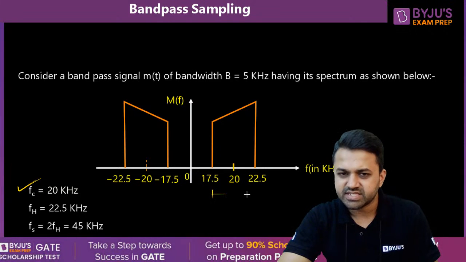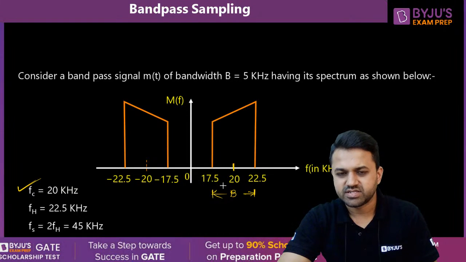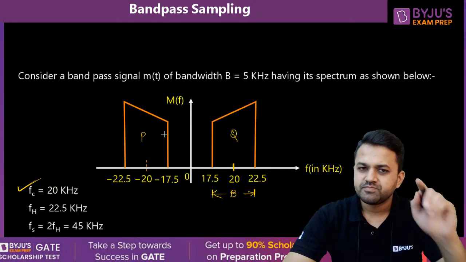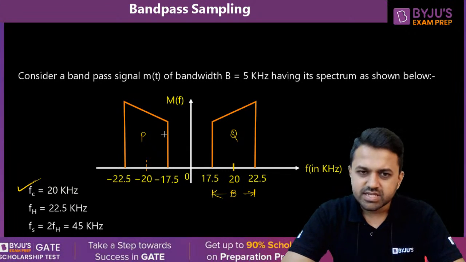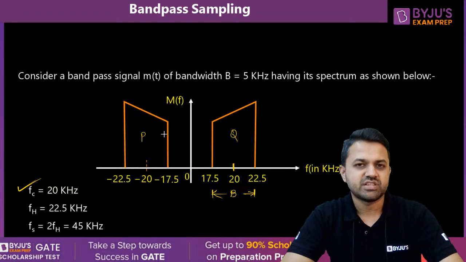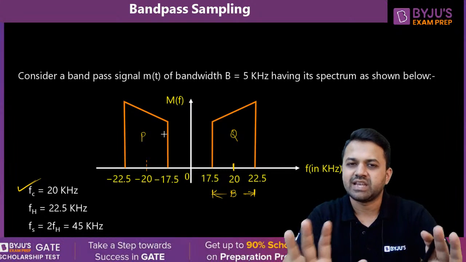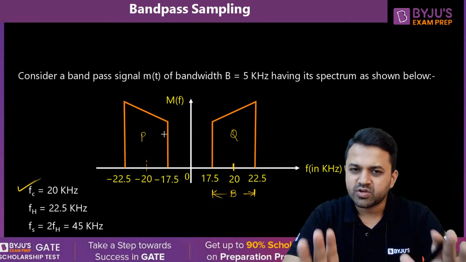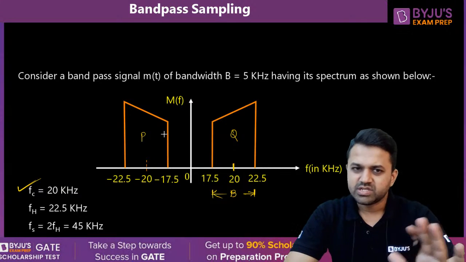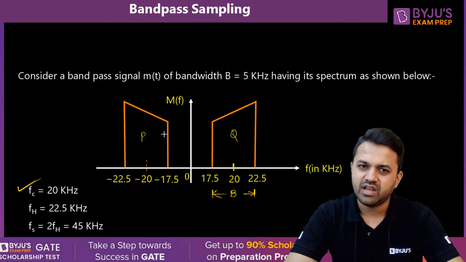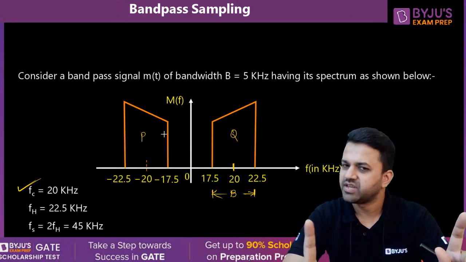The bandwidth is calculated as the highest frequency minus the lowest frequency, and this is given as 5 kilohertz. So let us take this particular component as P and this component as Q. This is our information, and this information we want to sample. Our complete information lies in the set of two components P and Q. So whenever we want to recover our message signal, we want to receive one P and one Q.